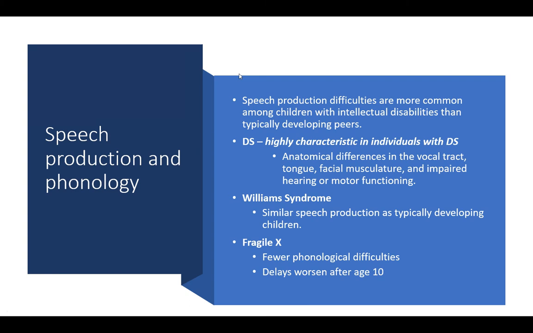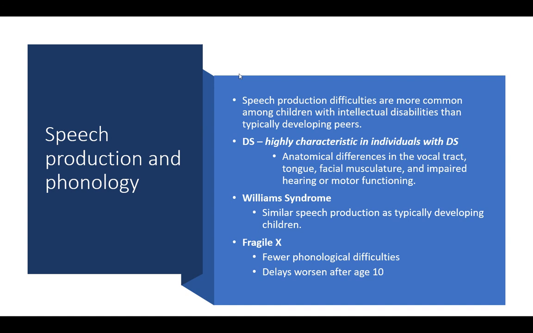How does this affect speech production and phonology? So this is more about articulation, understanding them, their intelligibility. A really common characteristic in individuals with Down syndrome is they can be really hard to understand. But if you understand kind of why, from their physical standpoint, from the biological standpoint of how they're made, they have lots of anatomical differences. They have a difference in their vocal tract, their vocal cords, their facial musculature. They might have impaired hearing, and just motor functioning in general might be slower.